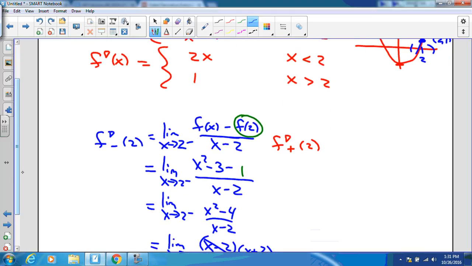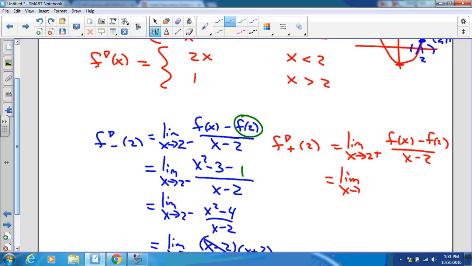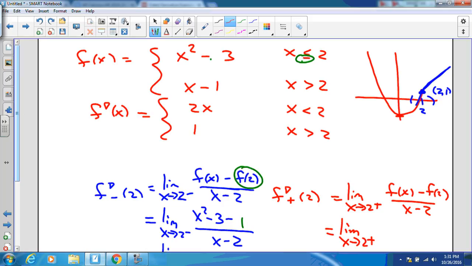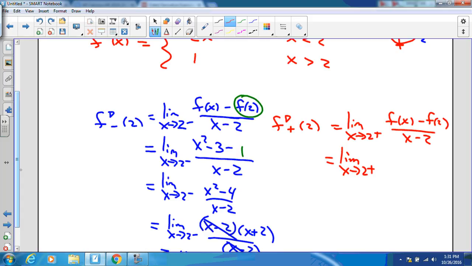Okay. Meanwhile, f prime from the right at 2 is going to be the limit as x goes to 2 from the right of f of x minus f of 2, all over x minus 2. And for f of x here, I must use the piece of f defined for x greater than 2. And what is that piece? x minus 1. It's x minus 1.